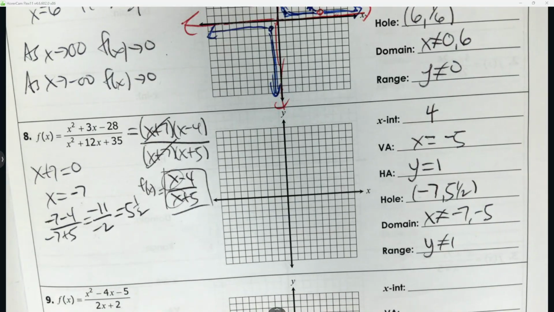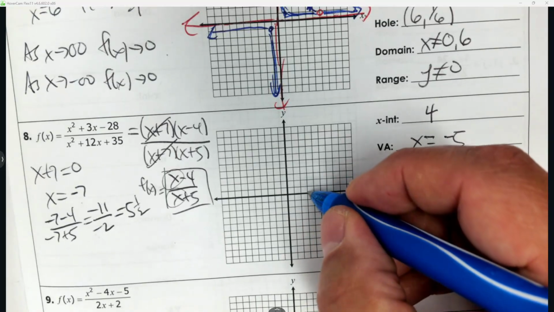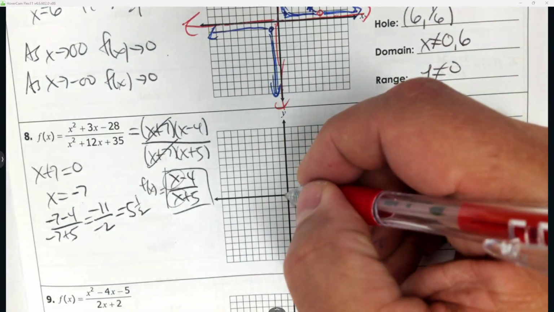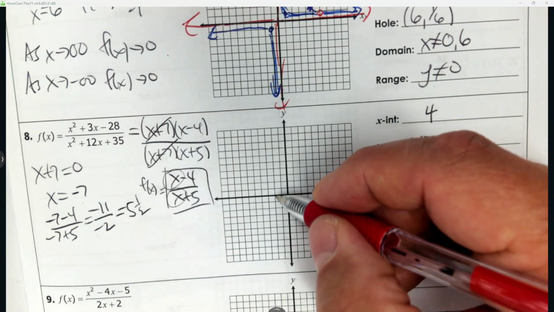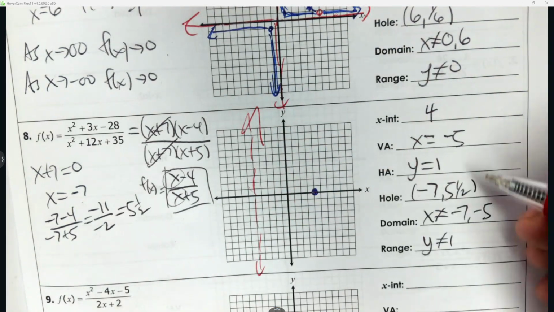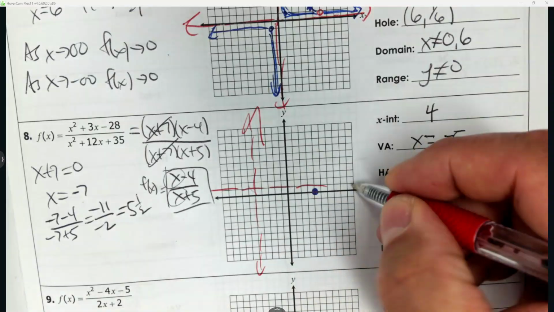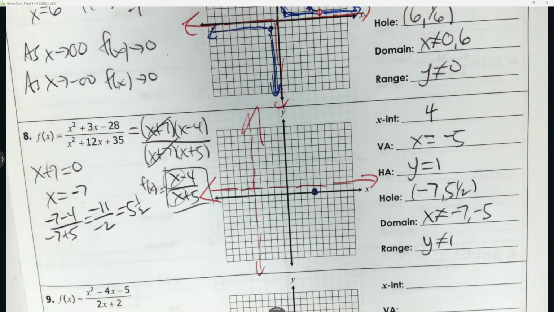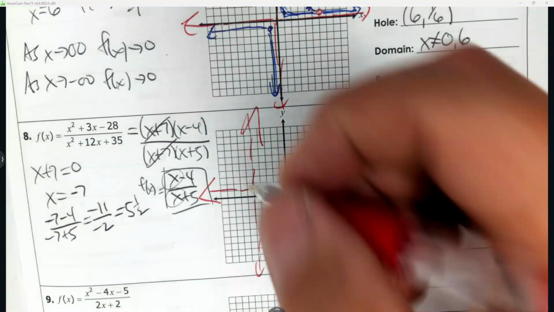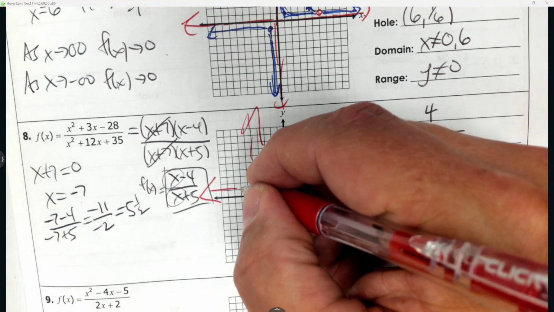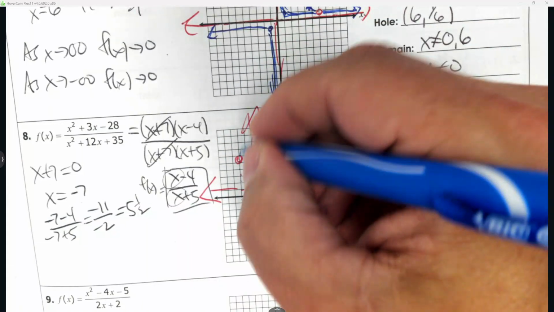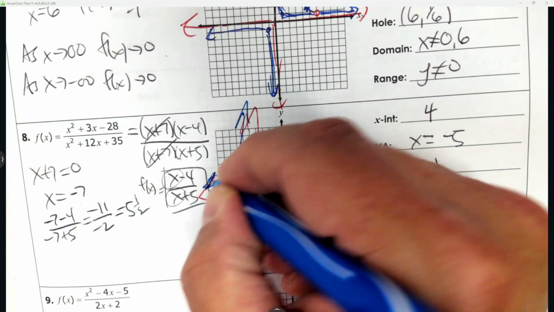All right, so we have an x-intercept at 4. We have an asymptote at -5, which is on the other side. We have a horizontal at 1. So I'm going to add, oh, and we have a hole at -7 and 5.5. So -7. So using that hole, I can draw this part of the curve.